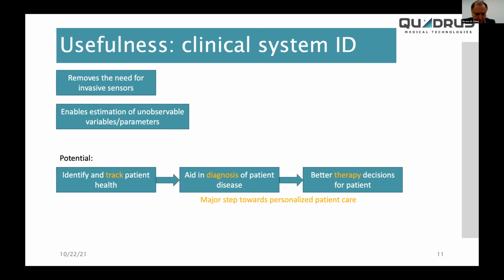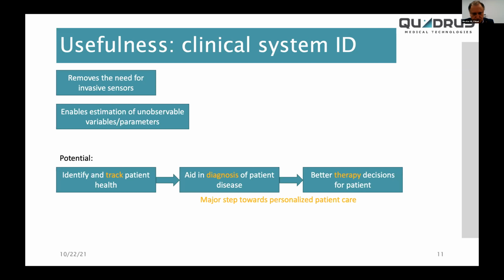The main potential in system identification is to identify and track patient health, because identifying and tracking is essentially trying to figure out the parameters of the patient's physiology and then using that to create math models.